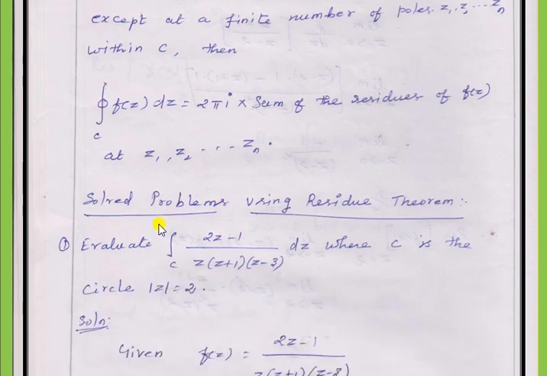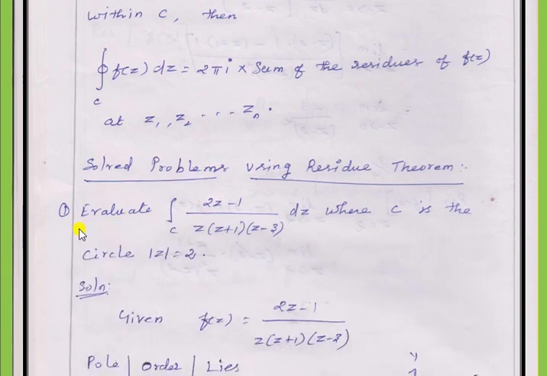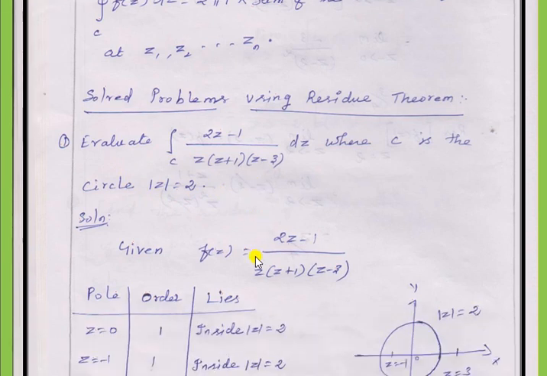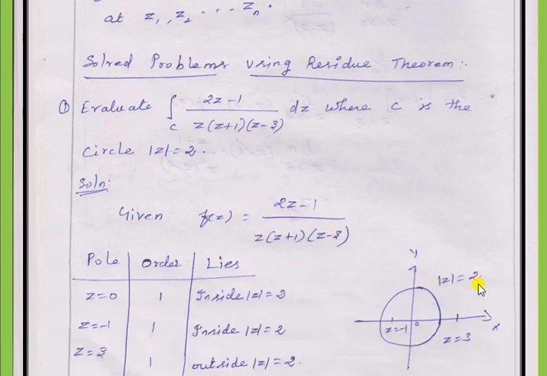So, we are going to see the problems under this category. The first one: evaluate the integral over C of (2z minus 1) by z into (z plus 1) into (z minus 3) dz, where C is the circle modulus of z equal to 2. The closed curve C is mod z equal to 2. First, we need to draw that circle. Mod z equal to 2 means the center is obviously 0 and the radius on all sides is 2.